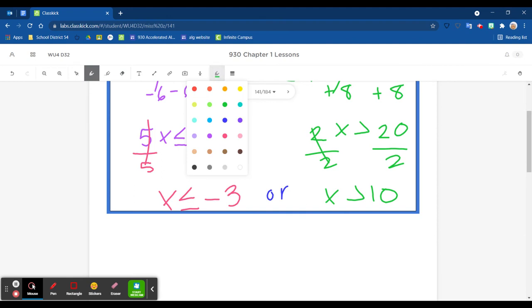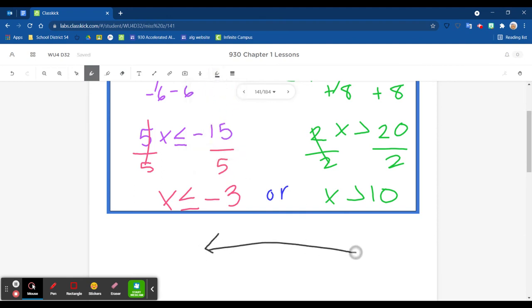So let's draw our number line. We must have negative 3 on there, and we can have 10. For our x is less than or equal to negative 3, we're going to have a closed circle. X is less than 3, so I'm going to have my shading going to the left where the numbers are smaller. My second inequality says x is greater than 10, so I'm going to have an open circle. It's not equal to. And this one's going to go to the right because it is greater, so where the numbers are larger. So that is what an or would look like.